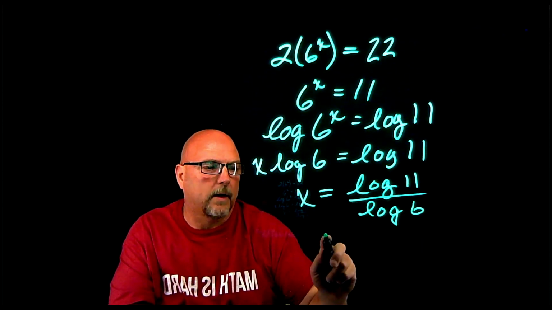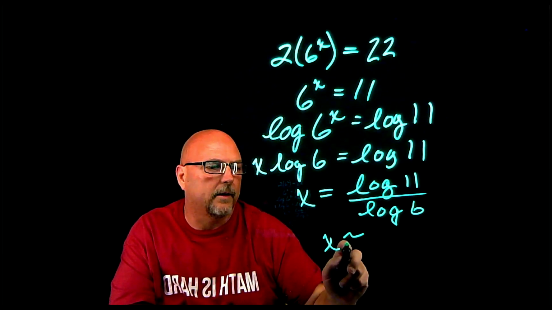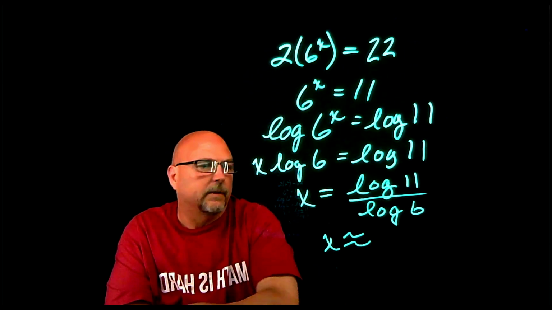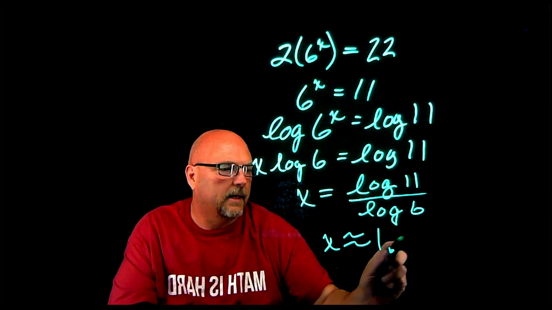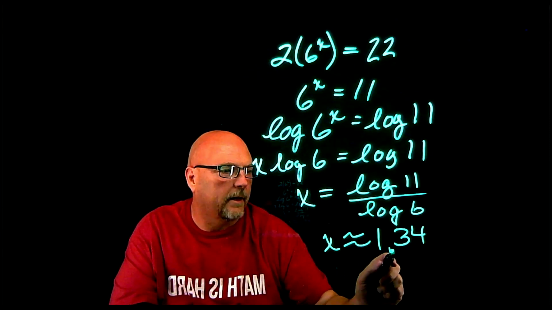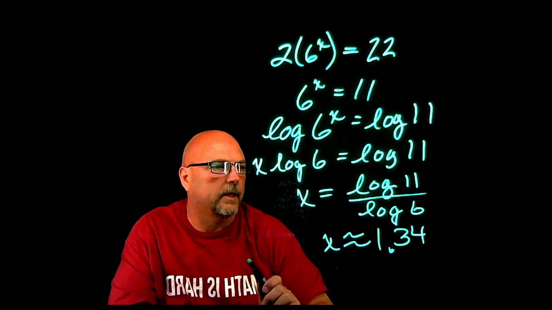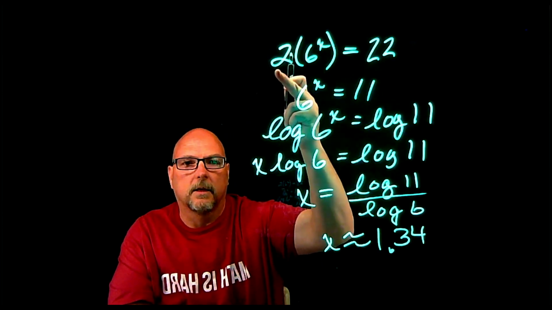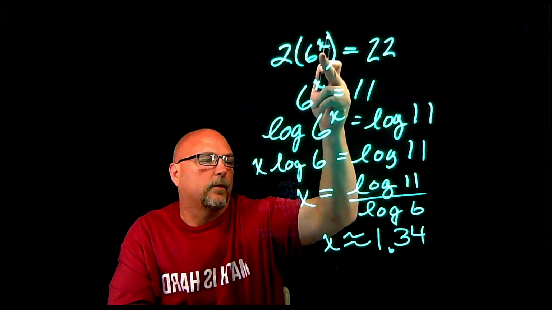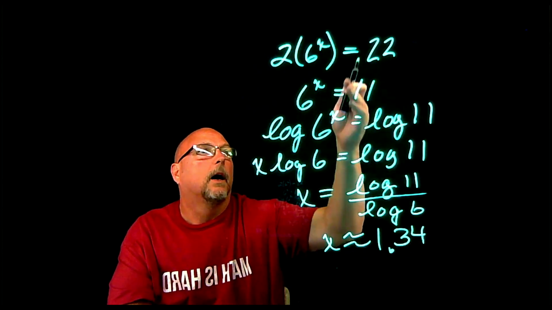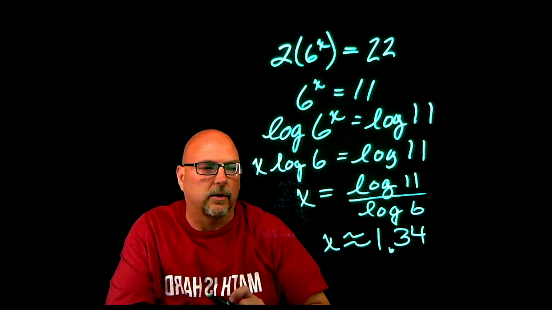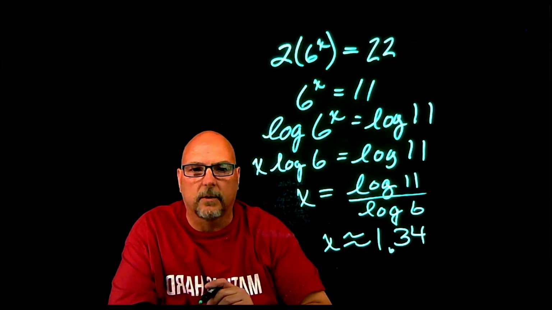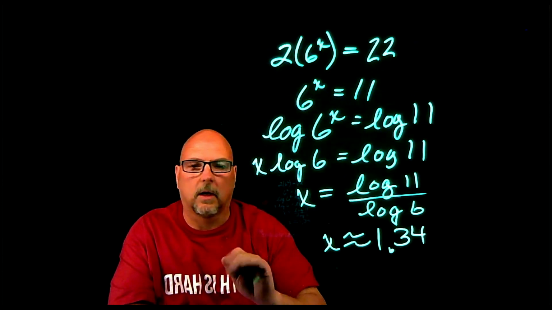answer, but you'd probably type this into a calculator and come up with a simplification. In my calculator, I came up with 1.34. So if I substituted 1.34 into this, 2 times 6 to the 1.34 power, about, should equal 22. So there's the first example. Now let's look at another one that already has some logs in it.